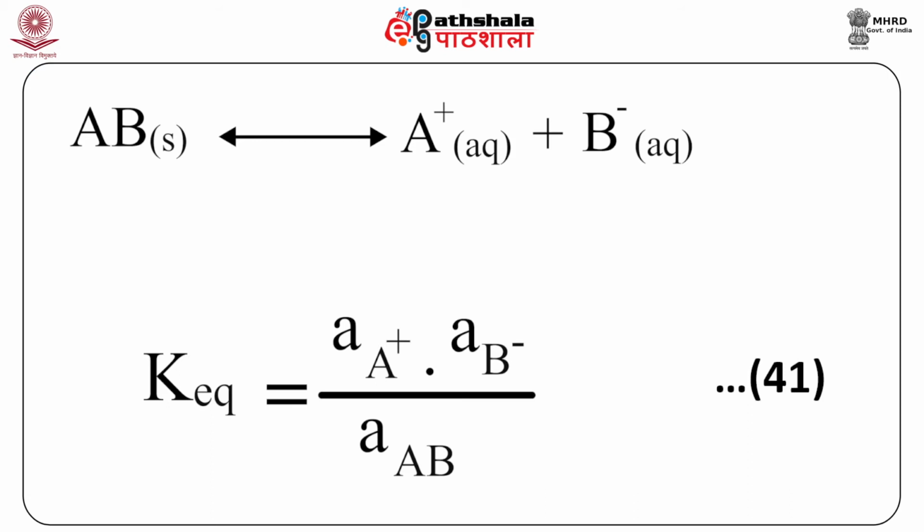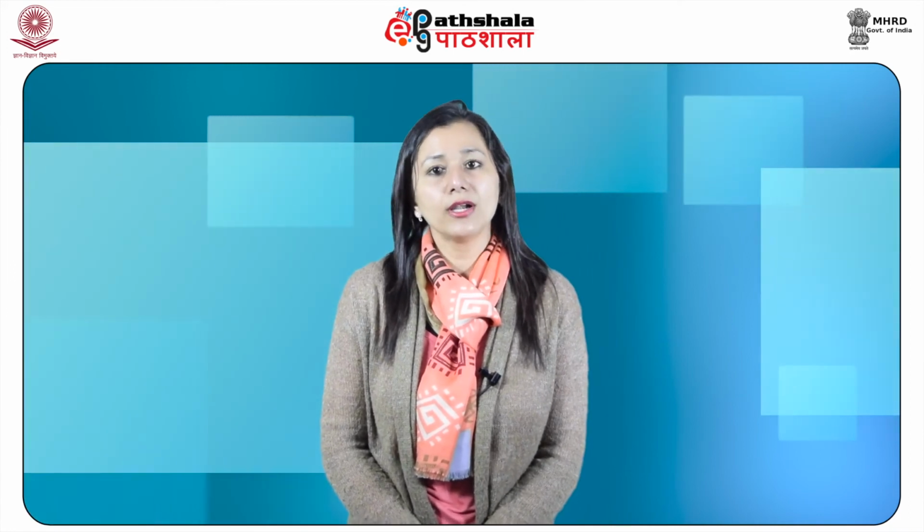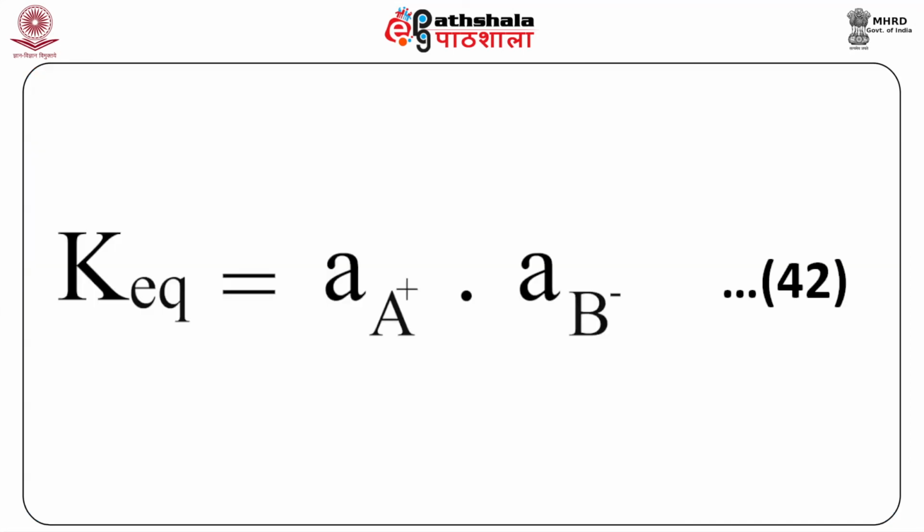Considering a sparingly soluble salt AB in the solution, which dissociates into A plus and B minus ions, the equilibrium constant of this reaction is given by K equilibrium equals activity of A plus into activity of B minus divided by activity of AB, as our equation 41, where a of A plus, a of B minus and a of AB are the activities of A plus, B minus and AB respectively. The activity of a solid is arbitrarily taken to be unity. Therefore, equation 41 can be written as K equilibrium equals a of A plus into a of B minus, as our equation 42.